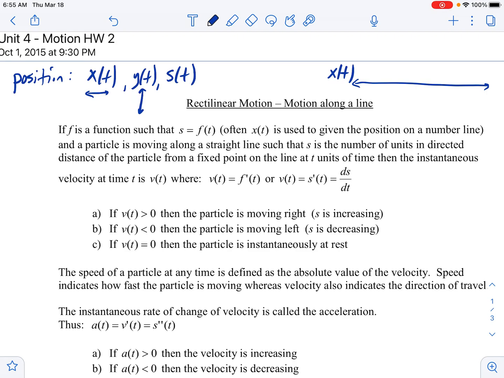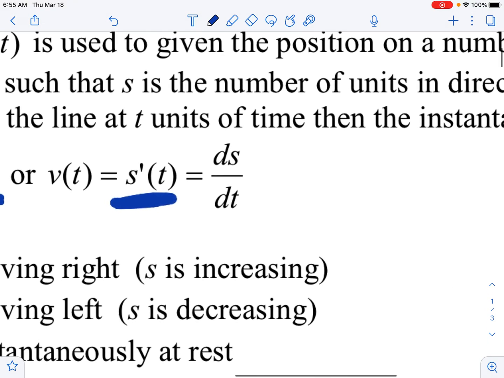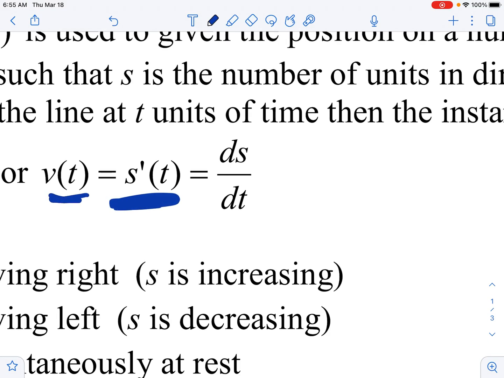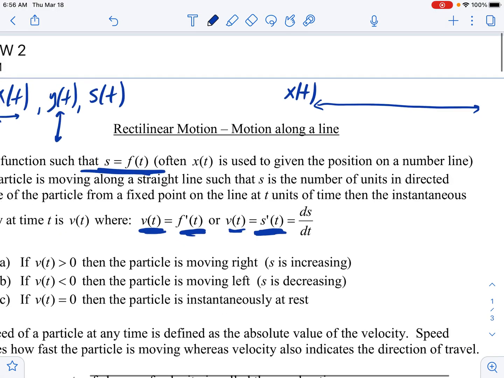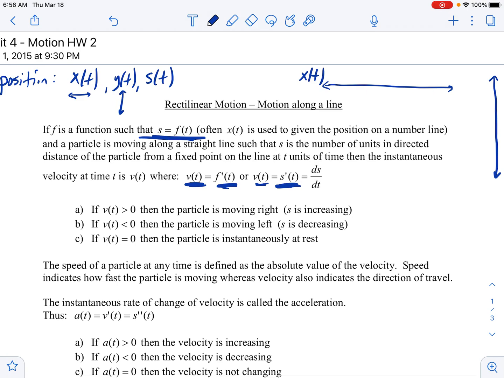And all this is saying is, look, suppose you have some position function, then velocity is the first derivative of that position function, okay? So if we're using s of t notation, velocity is the first derivative of s, and we could also write that then as ds over dt if we wanted to, okay? So velocity is the derivative of position, okay?